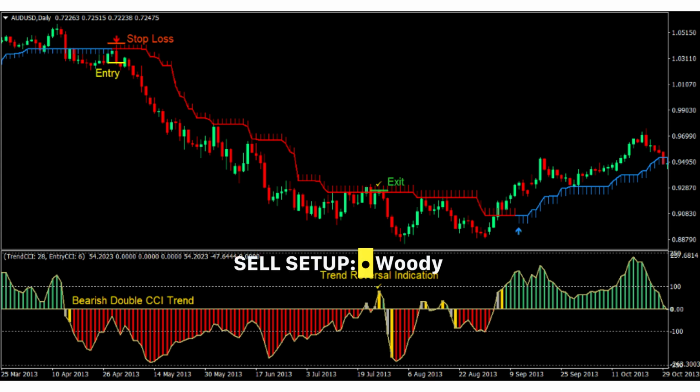Sell setup. Woody Half Trend turns bearish color. A down arrow appears above price. Indicator line shifts above candles. Enter a sell on candle close after the arrow. This confirms bearish trend reversal.